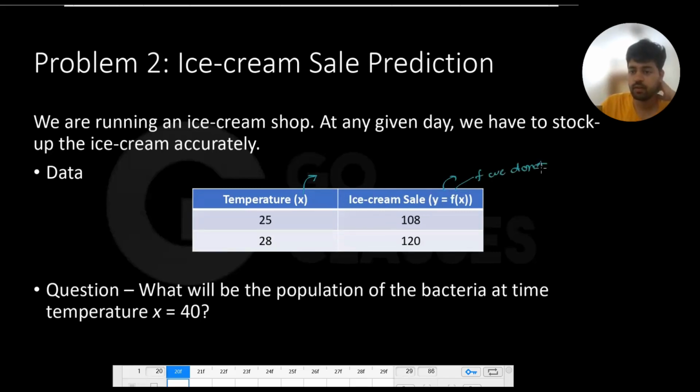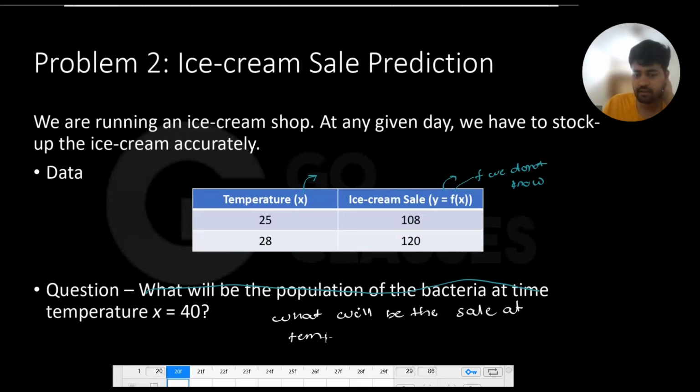We do not know it. We would like to know, but we do not know at this point. But there is some relation between temperature and the ice cream sale, right? So now I want to know what will be the sale at temperature x is equal to 40. So I would like to know, if this is my data, what will be the sale at x is equal to 40, so that I can have a proper stock, right?